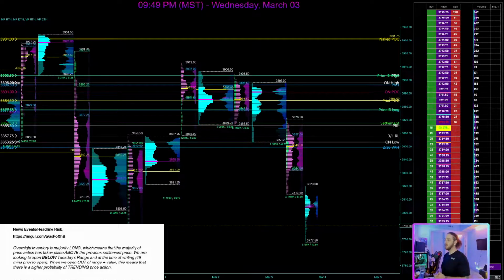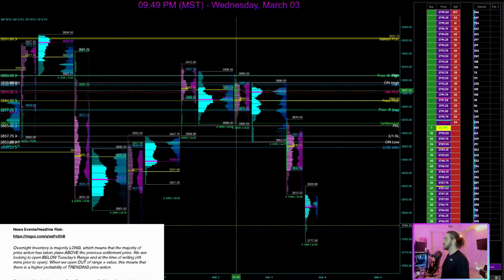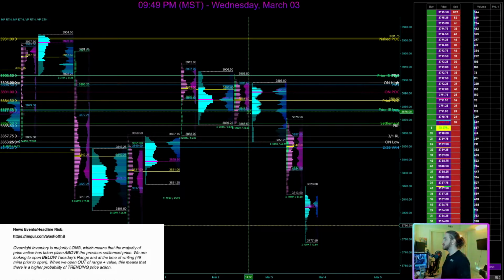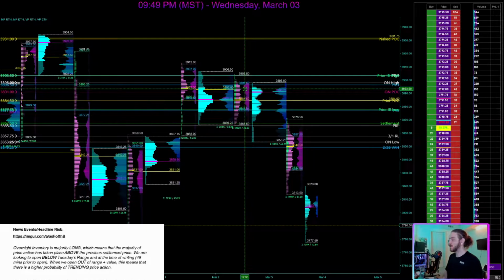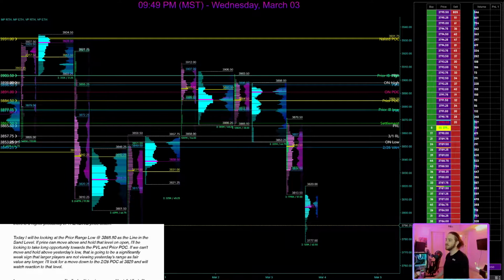Now, we are looking to open below Tuesday's range and value. You can see this was Tuesday's range. This is Tuesday's value area here, this bright area, 38.96 to about 38.76, so a 20-point value area from yesterday. And when we look to open outside of range and value, this means that there is a higher probability of trending price action.